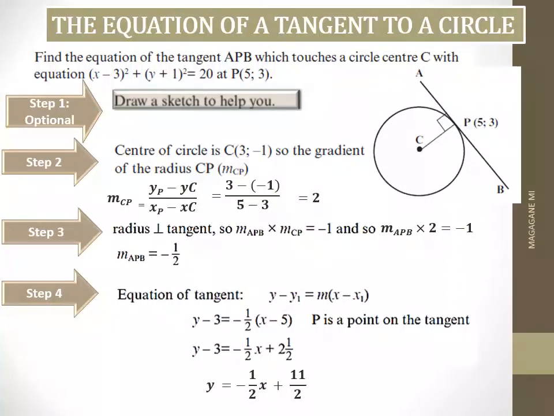So if you are given the center and the point of contact, you use the 2 points to find the gradient of the radius. After finding the gradient of the radius, you use the fact that the gradient of the radius times the gradient of the tangent equals -1 to find the gradient of the tangent. Then from there, you find the equation of the tangent.